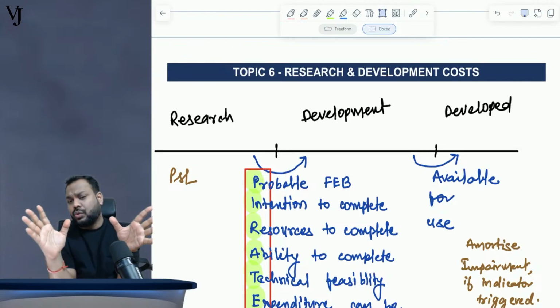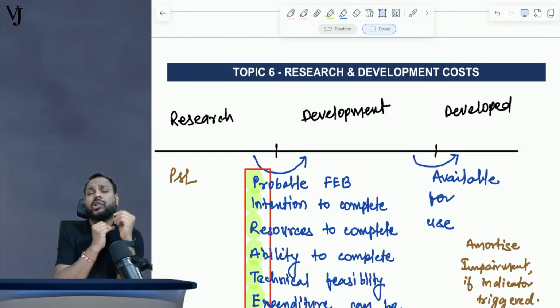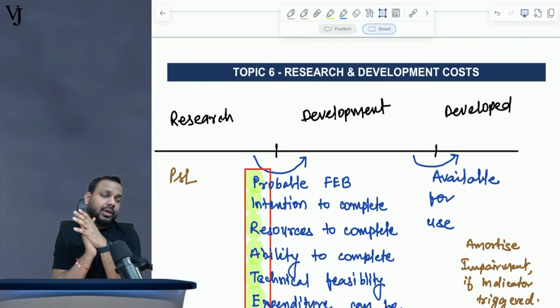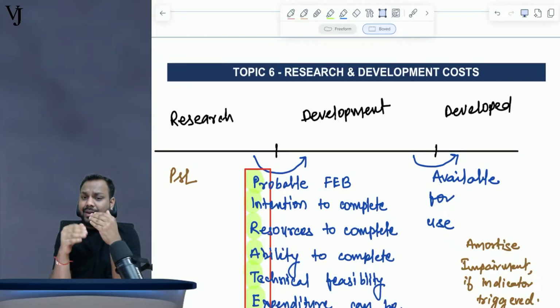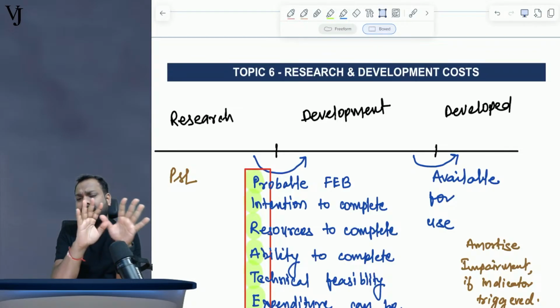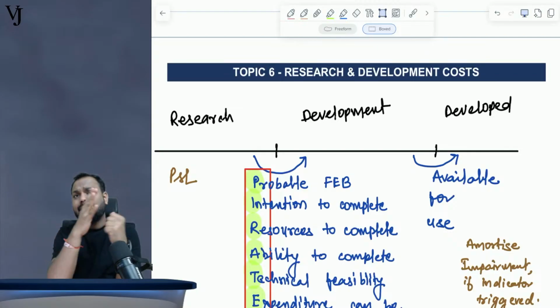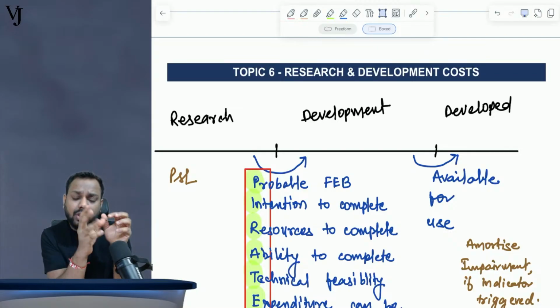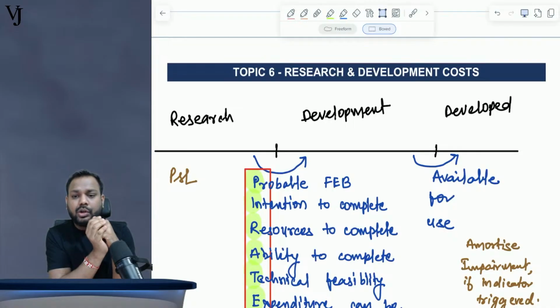All of us know one thing, that the cost incurred in the research phase is transferred to P&L. The cost incurred in the development phase is capitalized. Now this everyone knows, but many a times questions do try to manipulate the information.